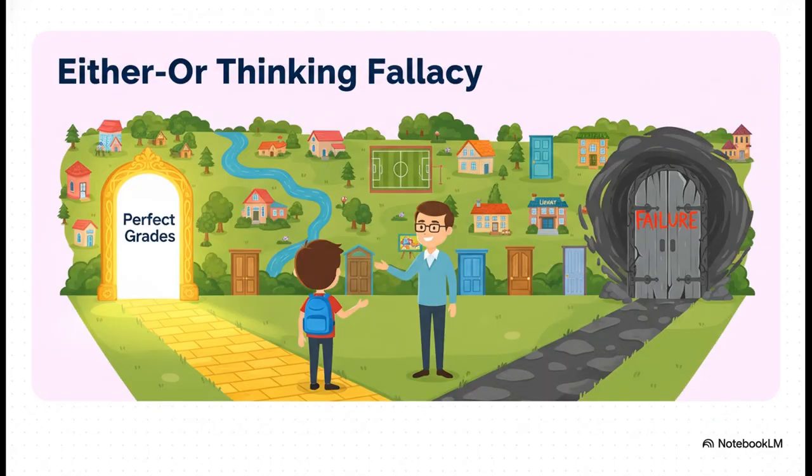And finally, let's break down that either-or thinking. With the template, it becomes, in this argument, the speaker assumes that getting perfect grades and being a complete failure are the only two possible outcomes. This is an example of a false dilemma. This is a logic failure because it completely ignores the entire spectrum of possibilities and successes that lie between those two extremes. The template lets you reintroduce all the nuance that the fallacy tried to erase.